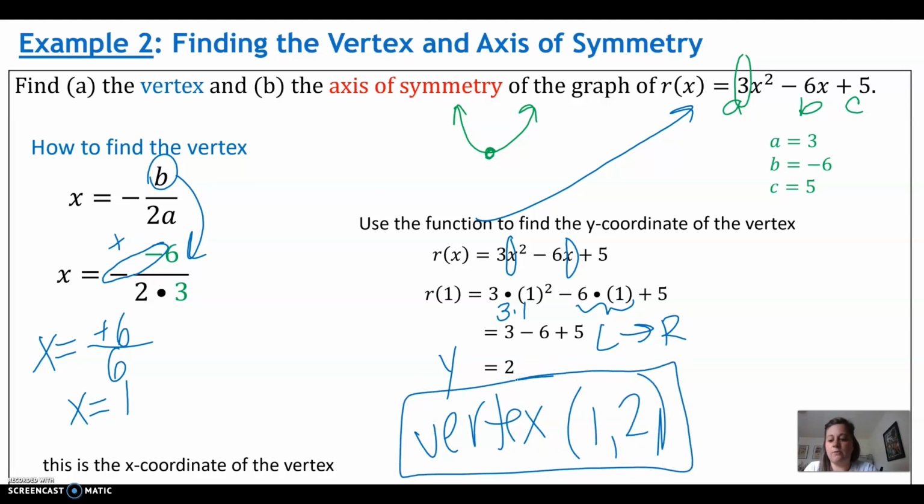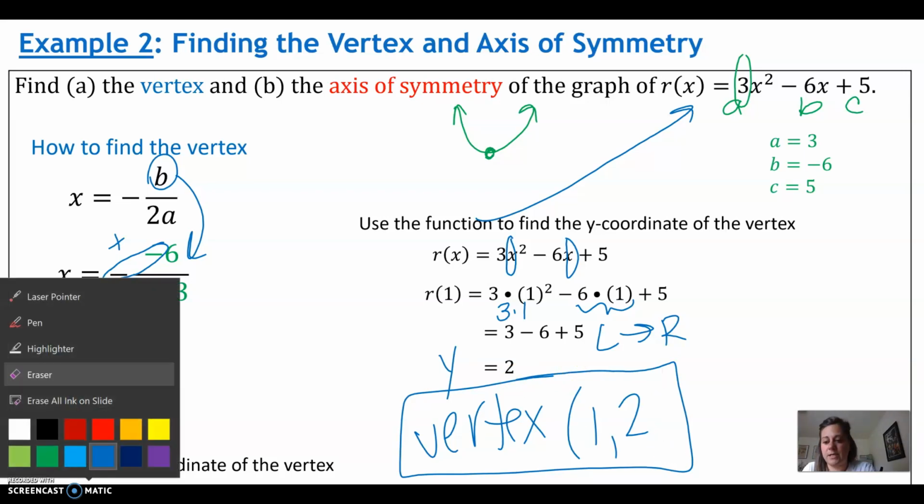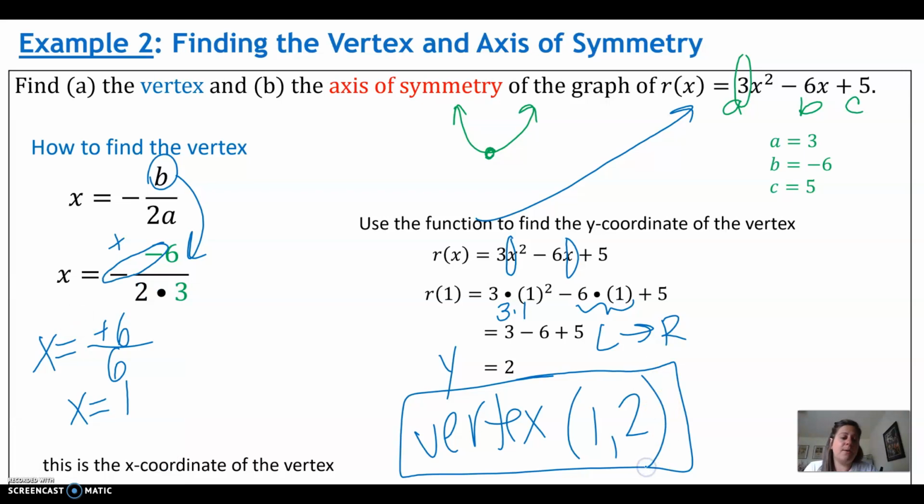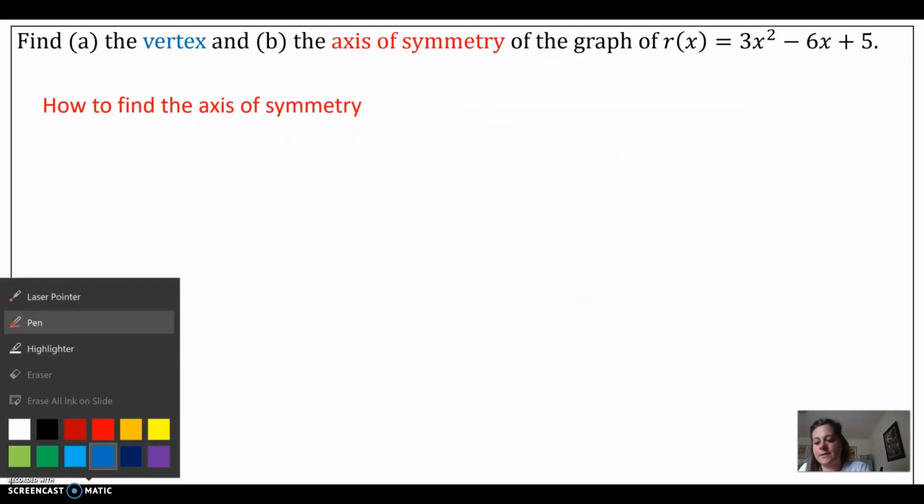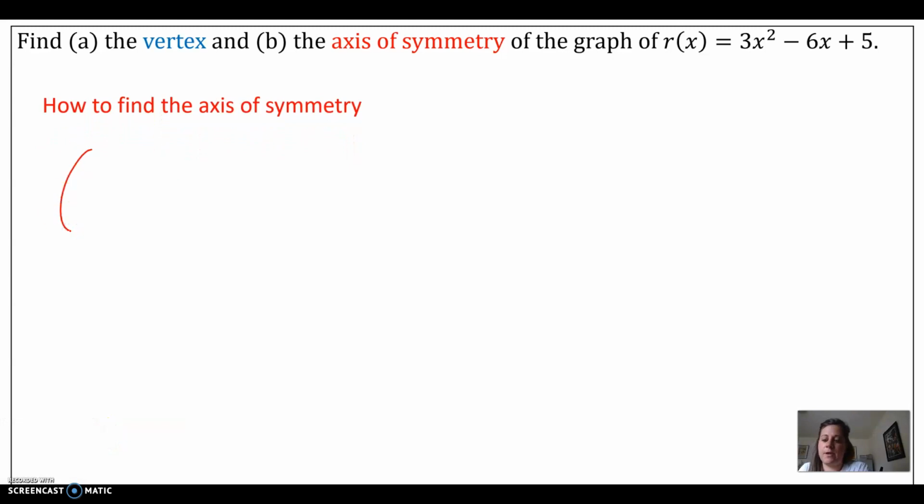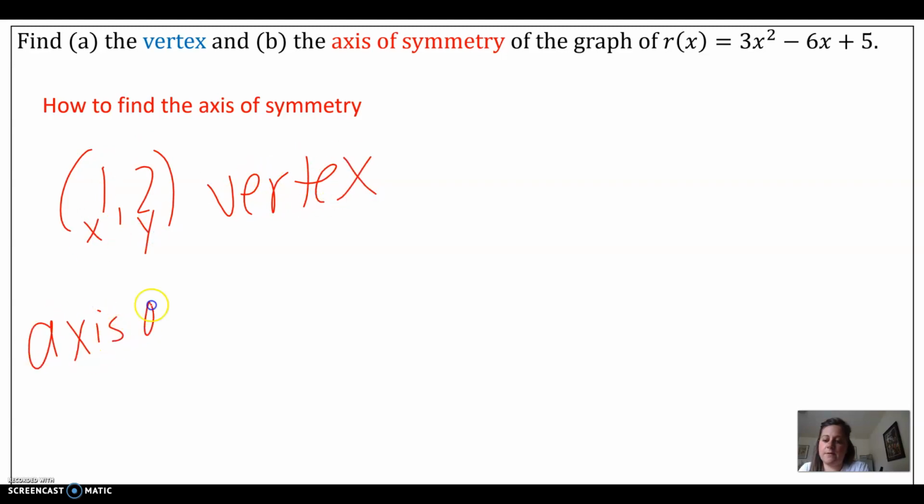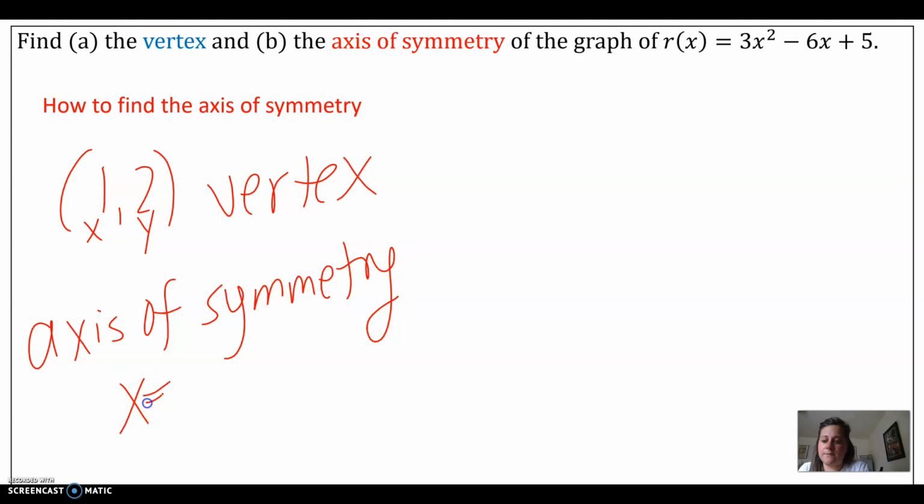Now, I think a lot of you can probably find your axis of symmetry without me even changing slides, but I'm going to do it anyway. So axis of symmetry, well, our vertex was 1, 2. And this is the x, this is the y. So axis of symmetry, again, it's an equation, is x equals 1.